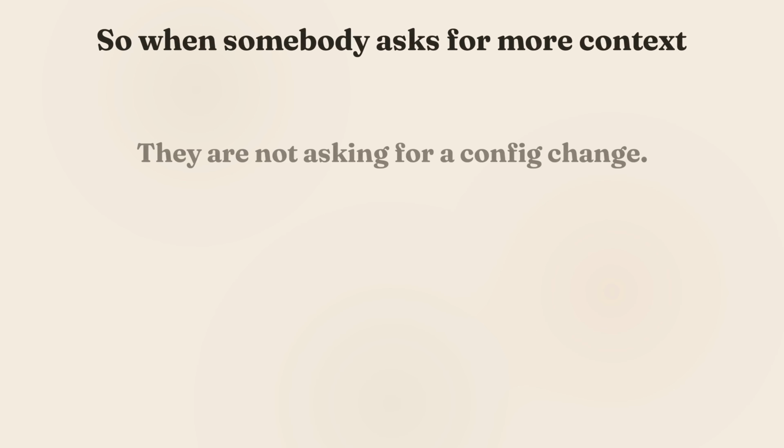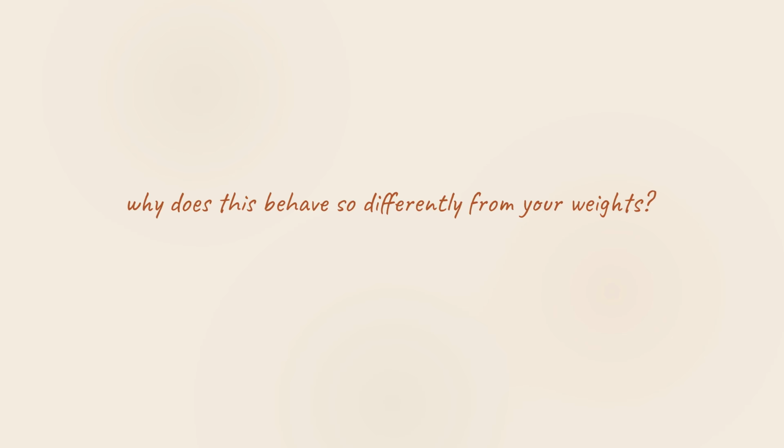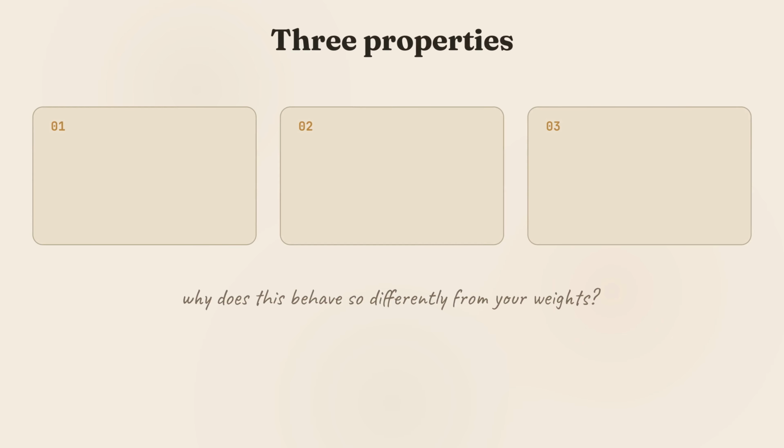So when somebody asks you to raise the context length you support, hear that properly. They're not asking for a config change, they're asking you for memory, and you should go and price it before you say yes. So why does this thing behave so differently from your weights? 3 properties, and once you've got them, most of what happens to a busy server stops being surprising.